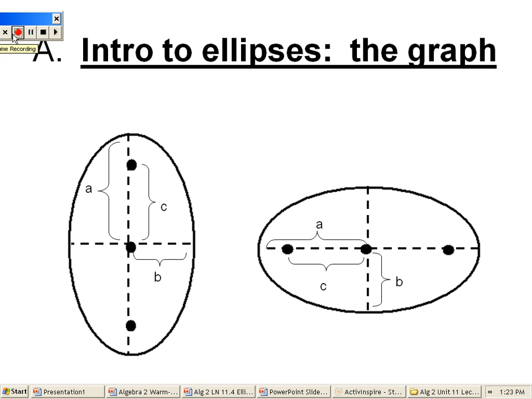So what axis are you guys noticing the focus is on in both ovals or both ellipses? It's on the major axis. That's where the foci are located. Okay.